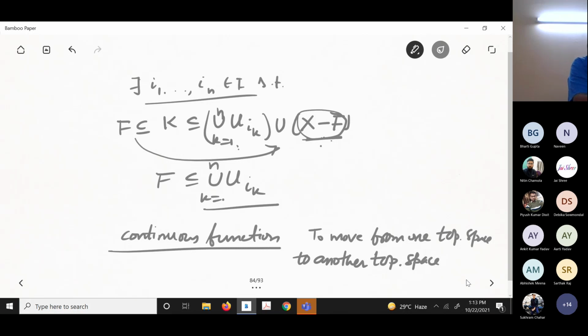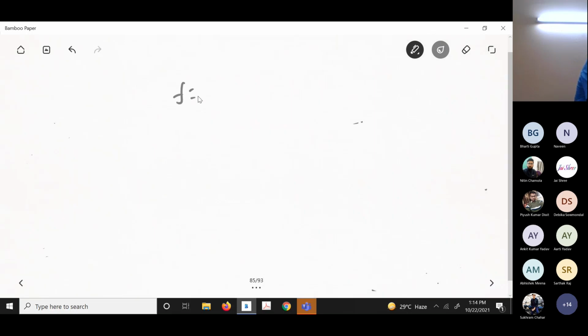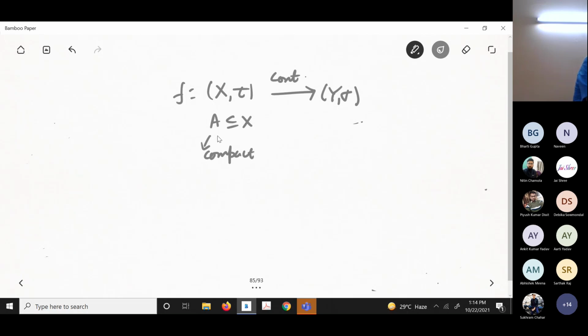I said continuity should behave nicely. Now look, suppose you have a continuous function between two topological spaces. If you feel comfortable, you can take them as metric spaces. It doesn't change the argument. Suppose this is continuous. Now suppose I have A here, A is compact, given. Now I am moving here, I moved by this continuous function. Here it was given compact. Will it have the same property here? That means, is it compact here?